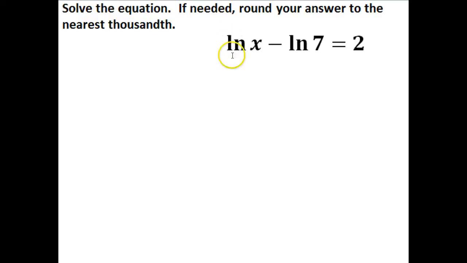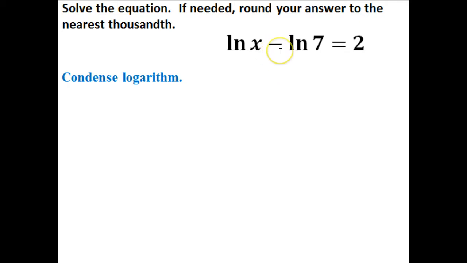This one is a natural logarithm equation, and we treat it the same as normal logarithms. The only difference is the base on it, so we're going to get to that in just a moment. But as you can see on the left-hand side, both of these are natural logarithms, meaning I can combine these. I need to condense these into one logarithm.